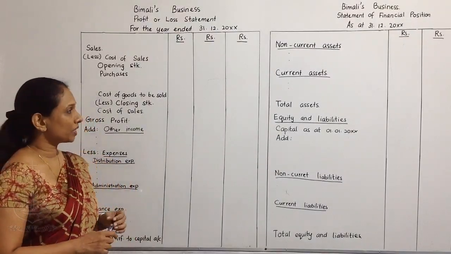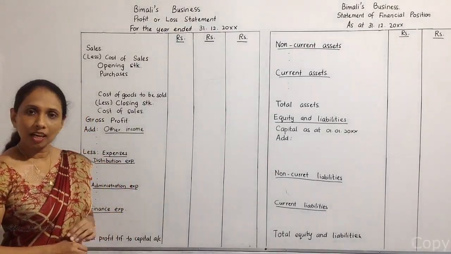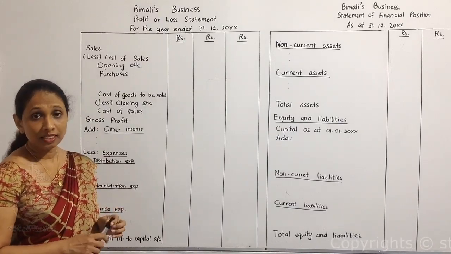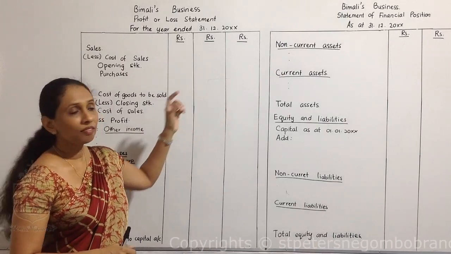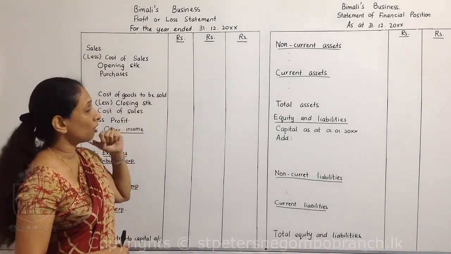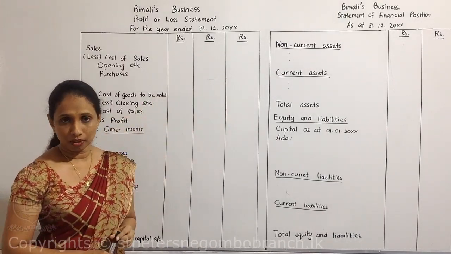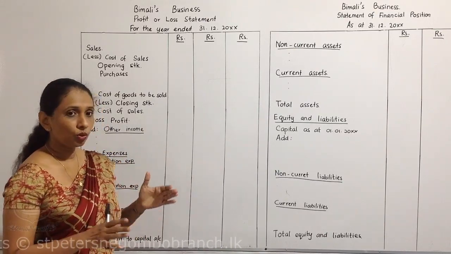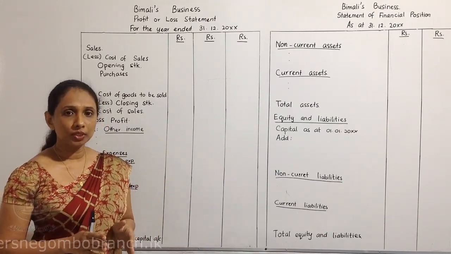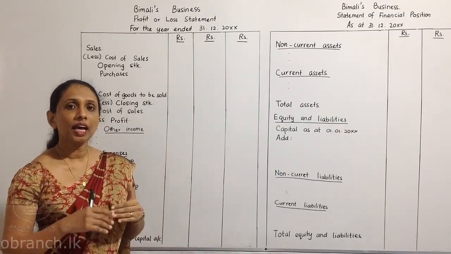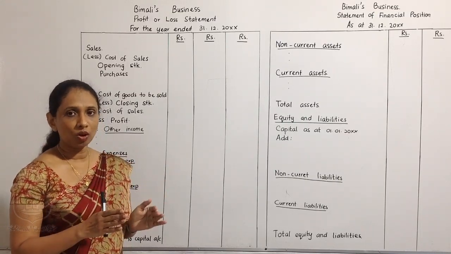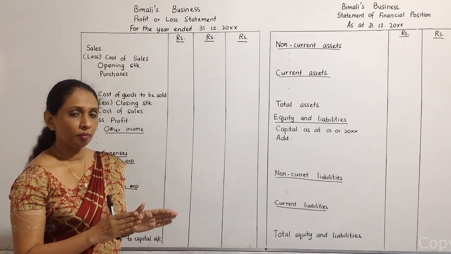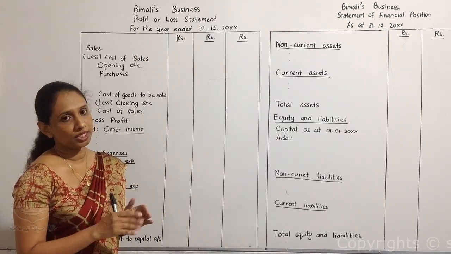We will start off with our formats first. You can see on the board I have drawn the format of the profit or loss statement and the statement of financial position. Once we read the question and get to know the requirement, based on the requirement we will prepare our formats ready to do the question.